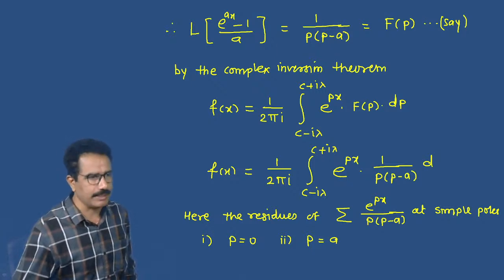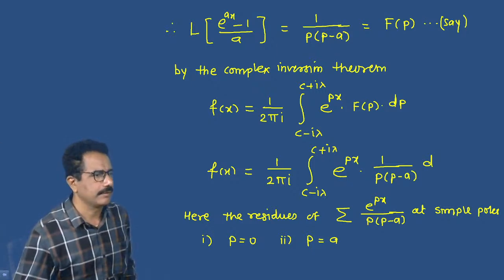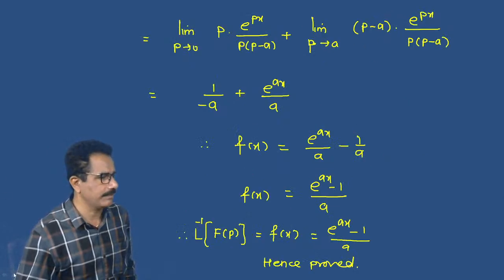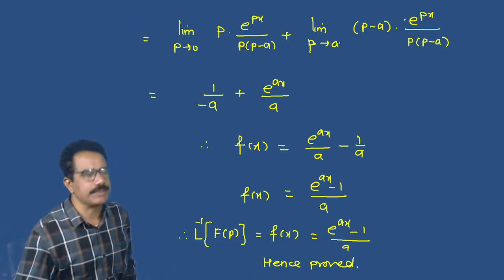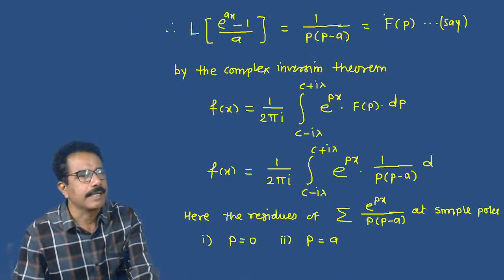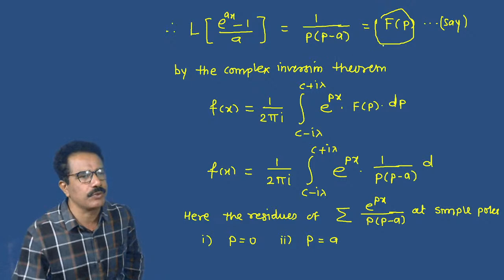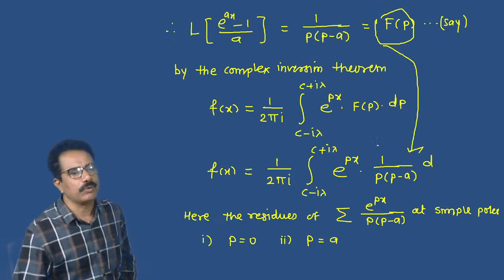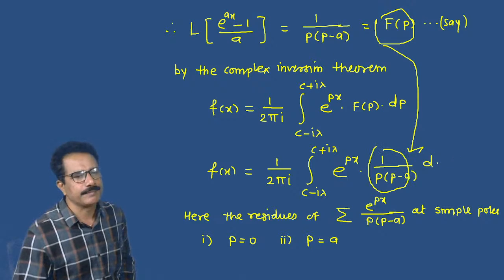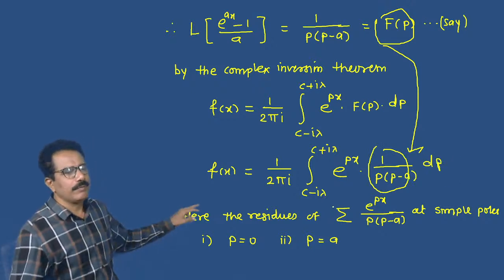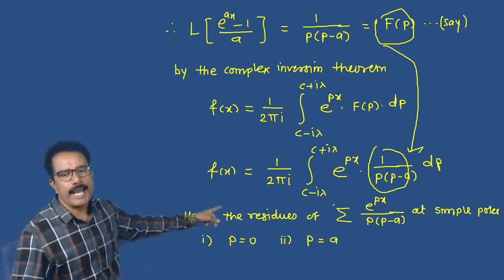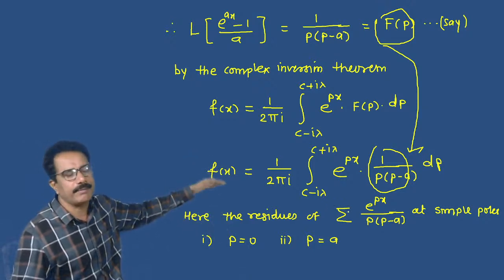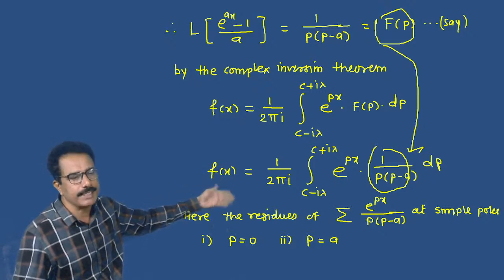Now here replace this value. Capital F of p means 1 upon p into (p minus a). We have to replace it here into dp. So f of x is equal to 1 upon 2 pi i, integral from c minus i lambda to c plus i lambda, e raised to px into 1 upon p into (p minus a) dp.